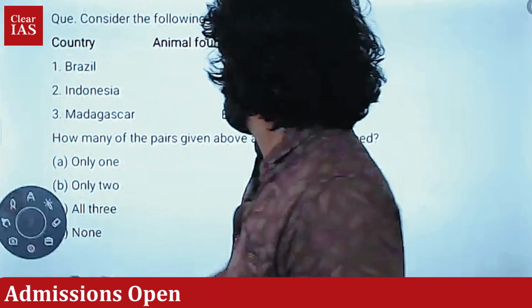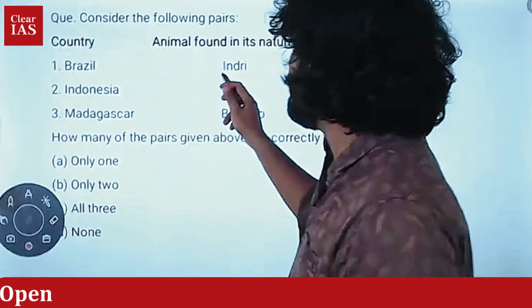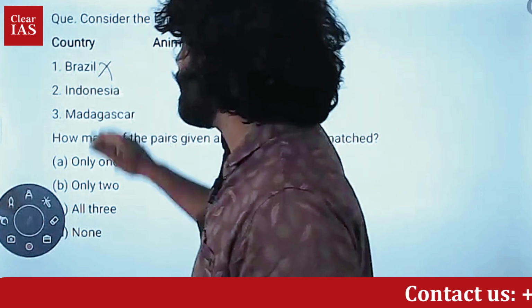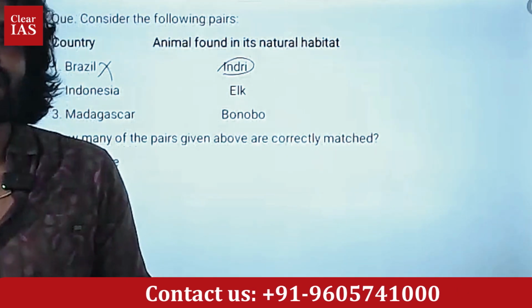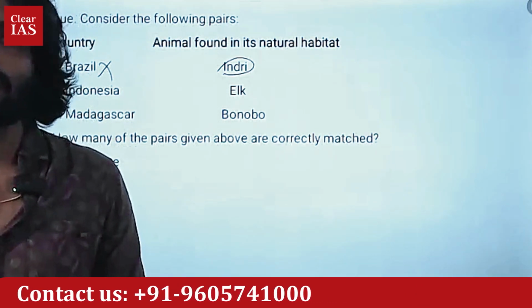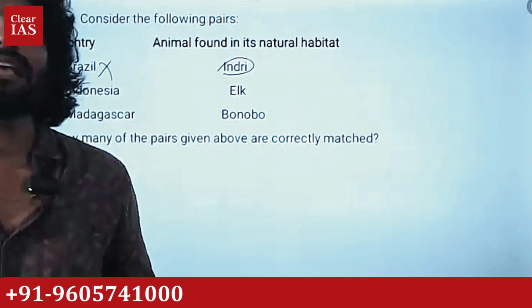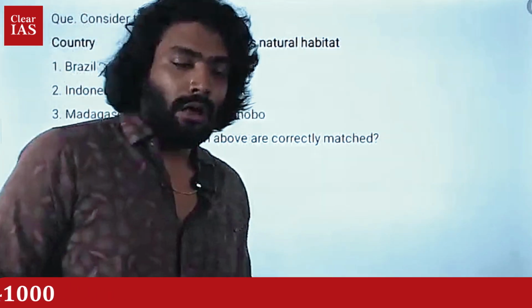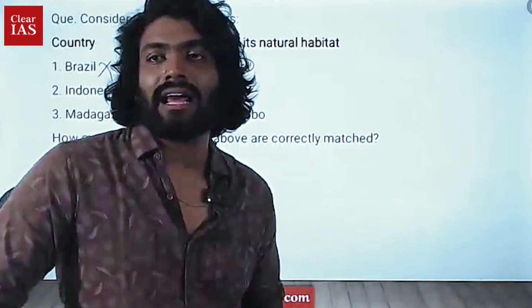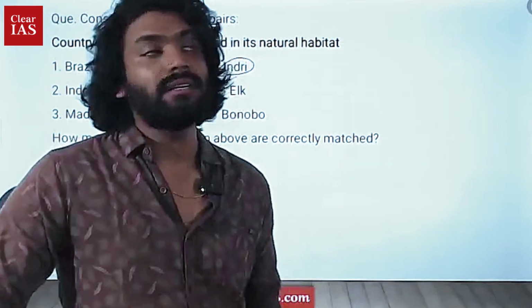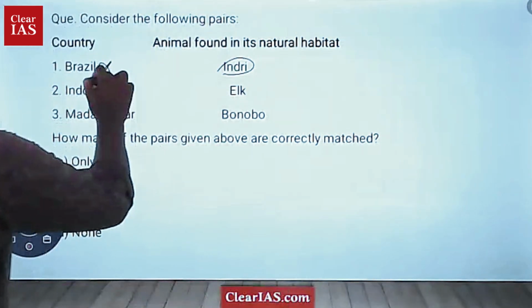First one, Indri. Indri is not found in Brazil. If you have watched the movie Madagascar, in Madagascar there is an organism called the lemur. Indri is actually a kind of lemur, and lemurs are endemic to Madagascar. They are found only in Madagascar. So the first one is obviously wrong.